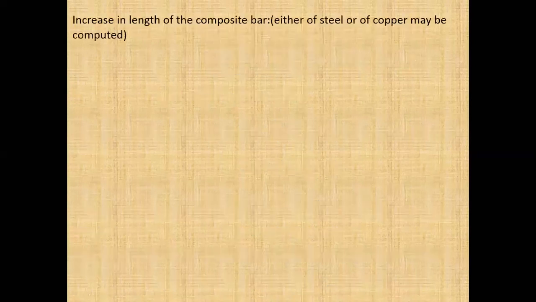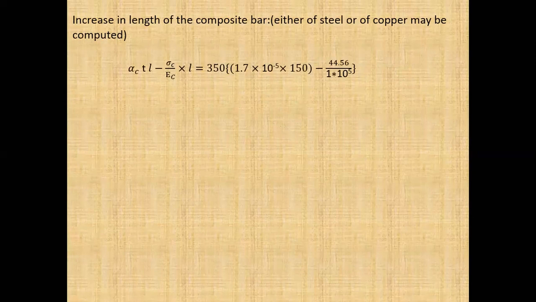Now let us find the increase in the length of the composite bar. Either you select the steel or let's say copper, because actual expansion of both the materials will be same. So let us see which one I have taken here. So I have taken the copper one. Alpha C TL minus sigma C by EC into L is equal to, so you just put that value, because this is equal to actual expansion in the copper. And if you take steel, what happens?